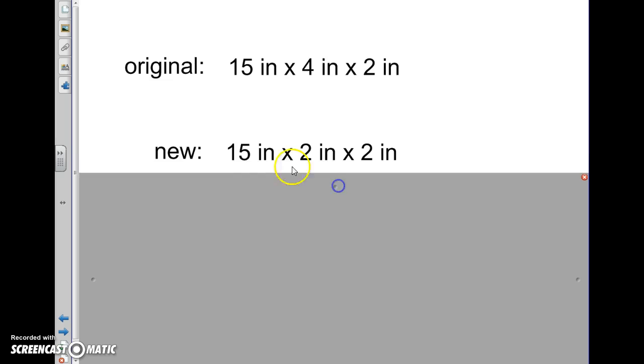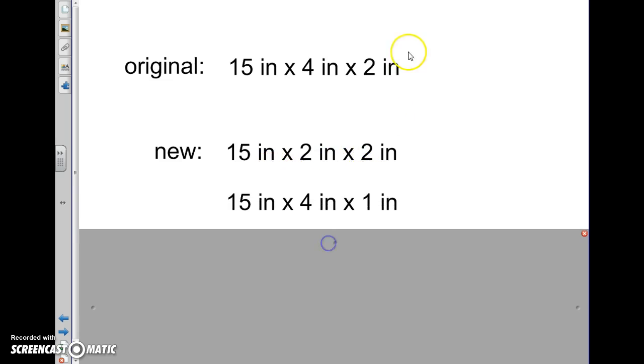So I'm going to keep the length the same, 15. Remember, I just need to half one of the dimensions anyway. So I'm going to choose to half this 4 of how wide it is. The length and the height are going to stay the same, 15 and 2. I'm only going to half one of the dimensions here. So half of 4 is 2. So 15 times 2 times 2 would work. Or if I kept the length and width the same, but halved the height, just one of the dimensions, then I would have 15 by 4 by 1.